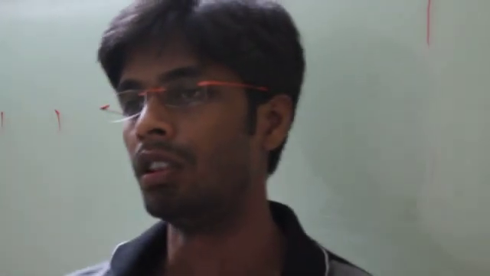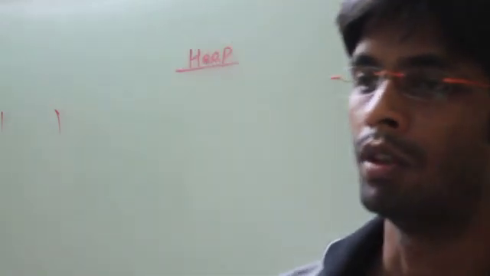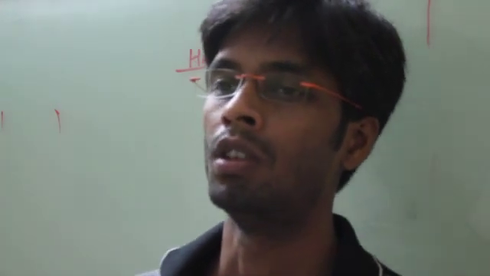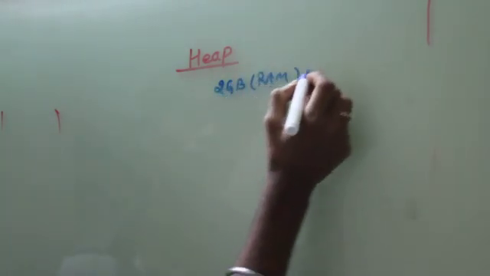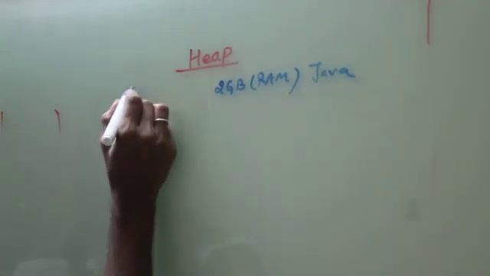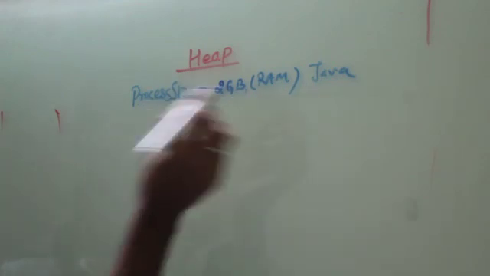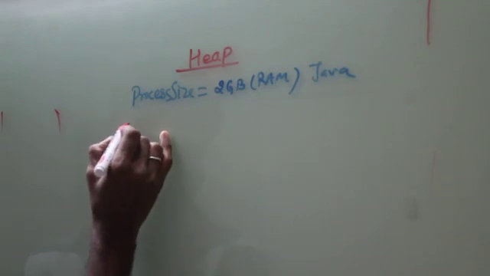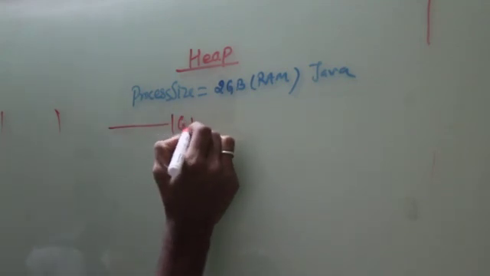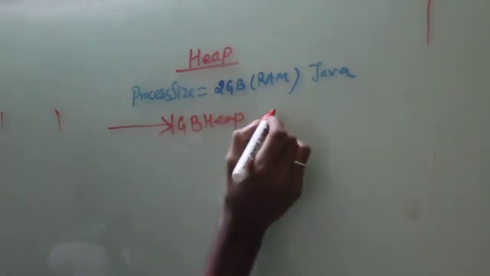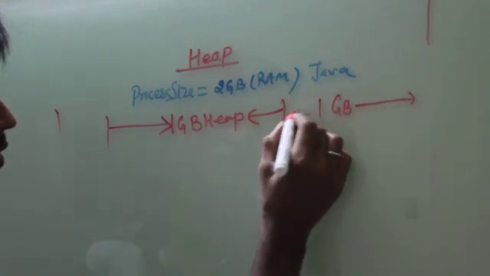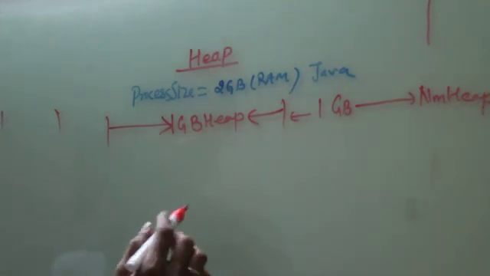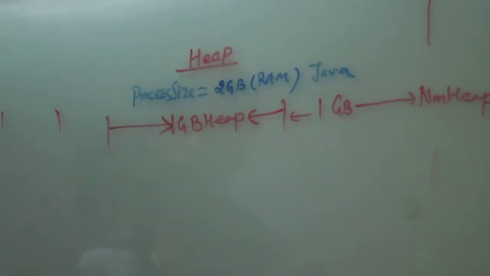let us assume that you are working on a 32-bit machine, and in 32-bit machines, memory cannot be allocated more than 4 GB. So if you want a larger space, then we have to move to a 64-bit machine. Let's say you have allocated 2 GB RAM to run Java. The process size is equal to 2 GB. This 2 GB area will be divided into two parts: 1 GB for heap, and another 1 GB for non-heap.